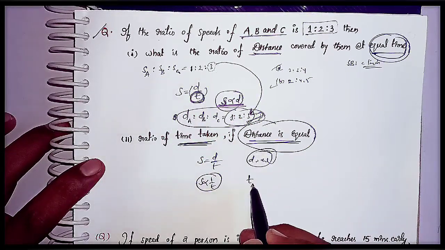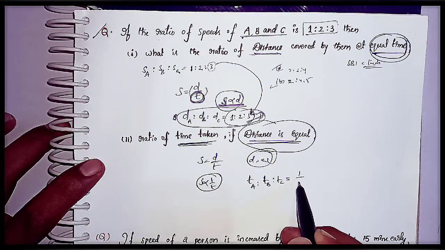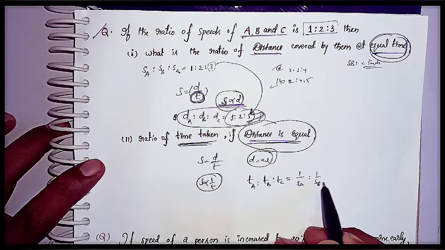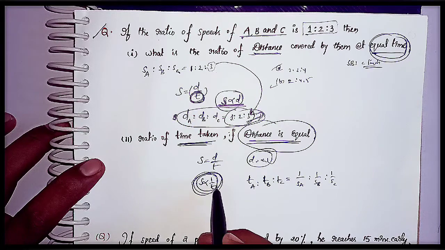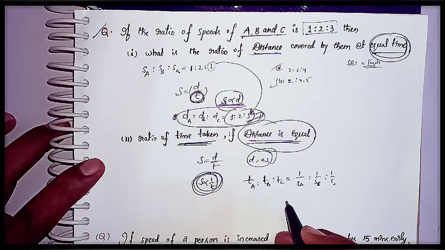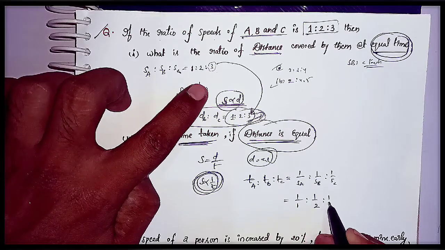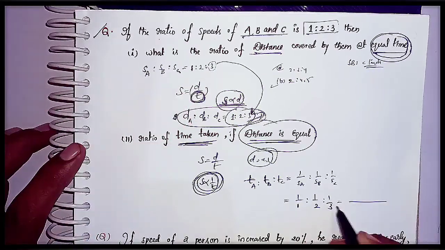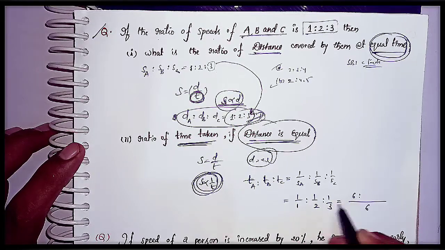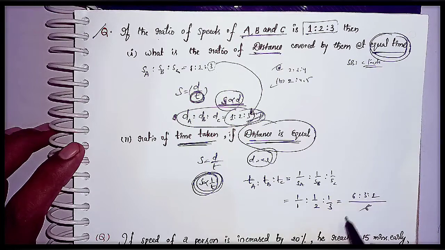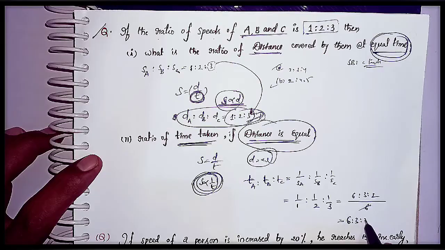Here the time ratio, that is TA is to TB is to TC, is equal to 1 by SA is to 1 by SB is to 1 by SC, because speed is inversely proportional to time. Yes or no? So the time ratio is nothing but 1 by SA, which is 1, 1 by SB, which is 2, and 1 by SC, which is 3. If you take the LCM of 1, 2, 3, that is 6, and 1 is 6, 2 is 3, and 3 is 2. And the total time ratio for this one is 6 is to 3 is to 2.